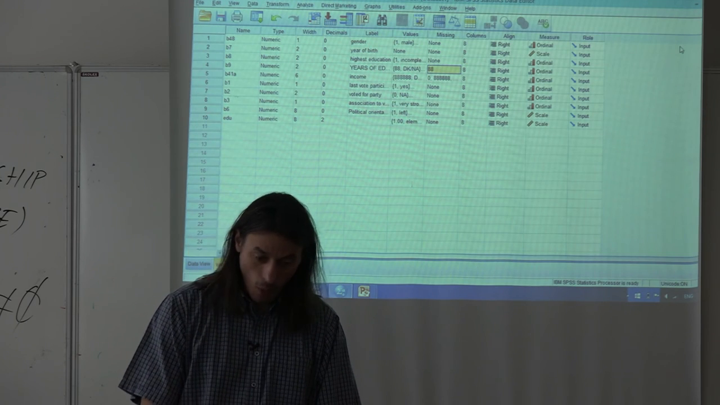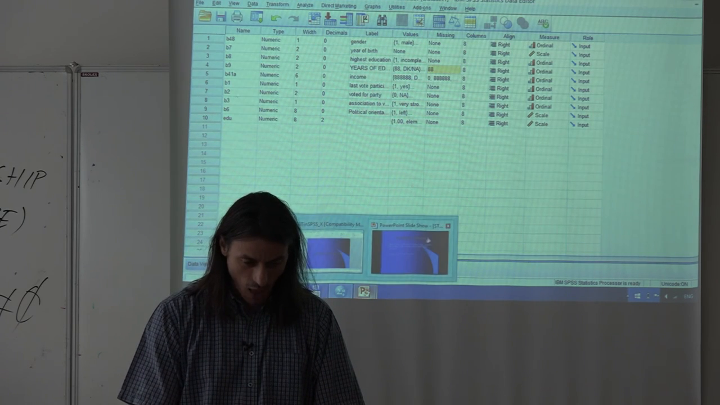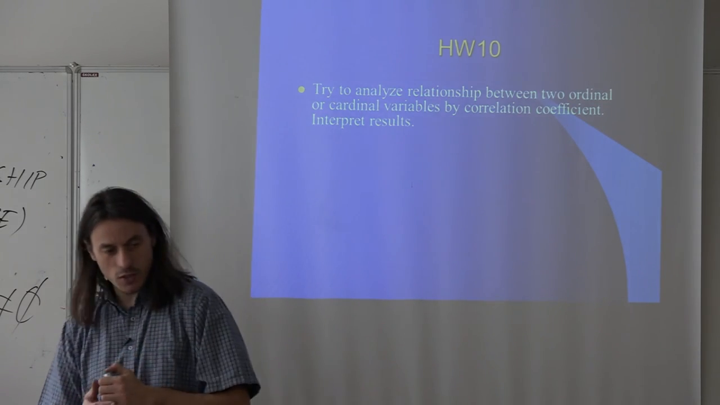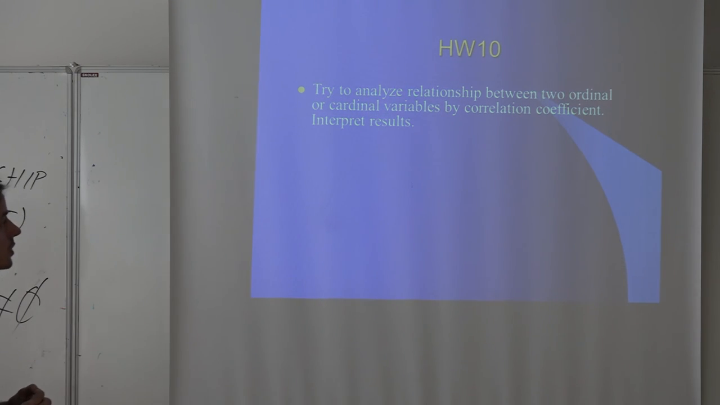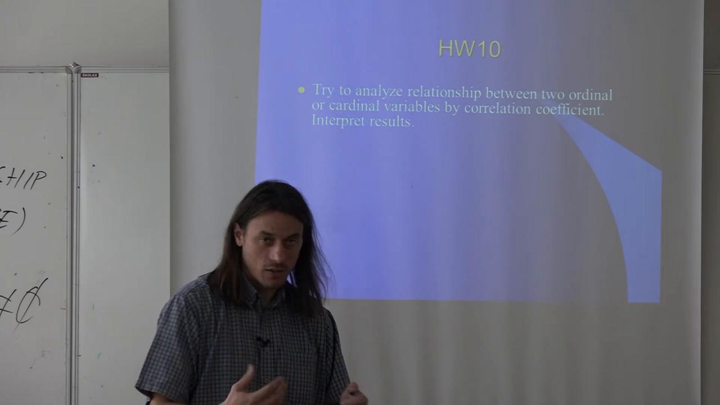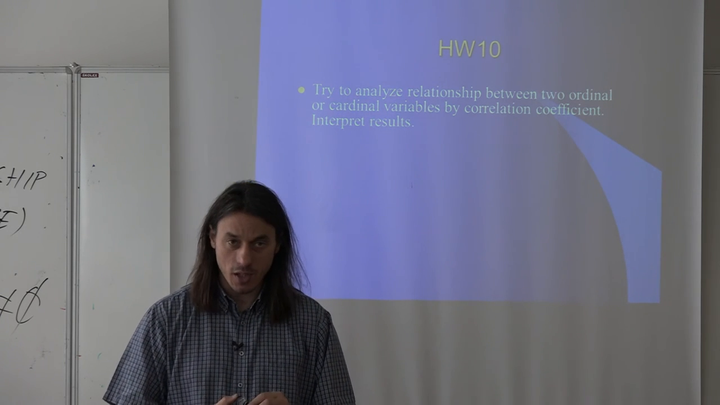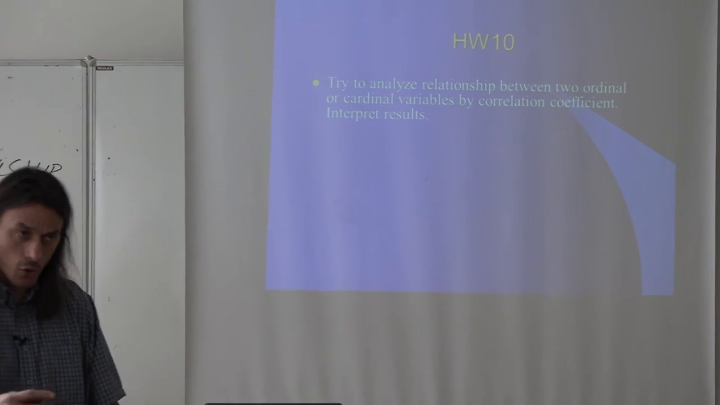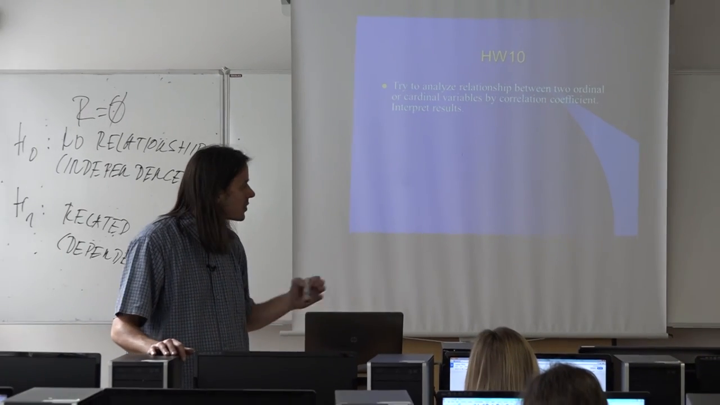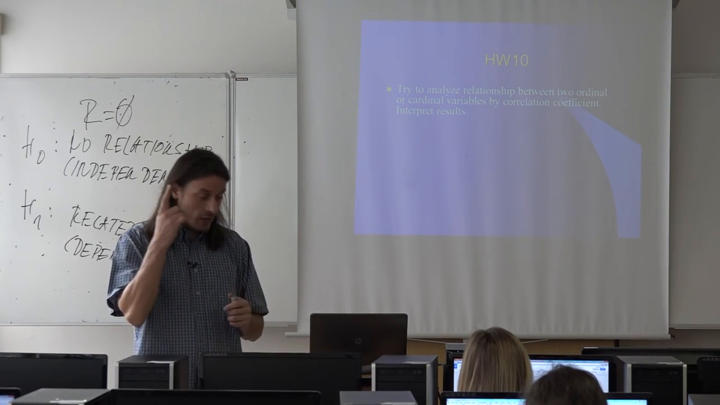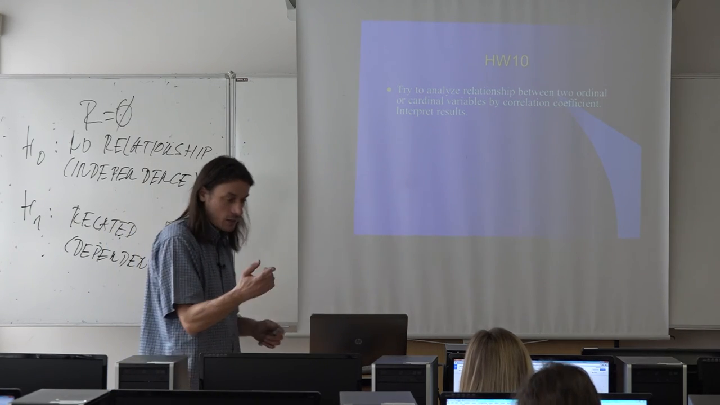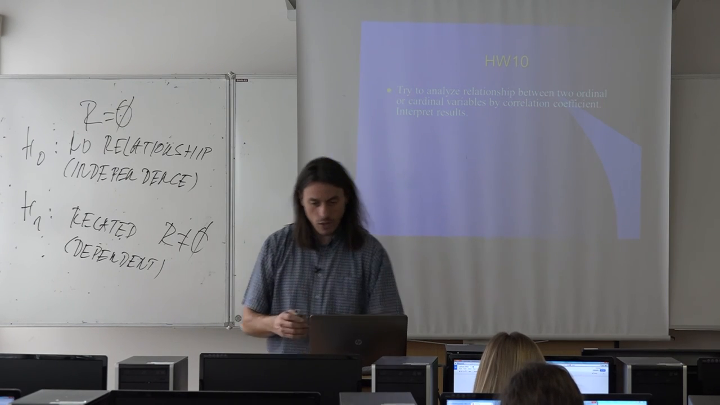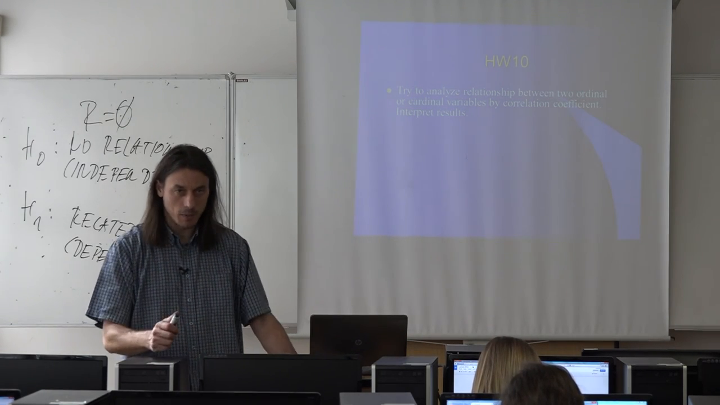And I know it's not too polite of me, but I will ask you one last time to prepare homework. Try to analyze the relationship between two ordinal or cardinal variables by at least one of these correlation coefficients and interpret the results. One more comment on homework. I have tried to update the table with your homework, but it can happen that some homework is still not present in the table. So if there is some missing homework in the table, which can be found in SIS, please let me know, send me all your homework which is not evaluated, and I will add it to the final table.